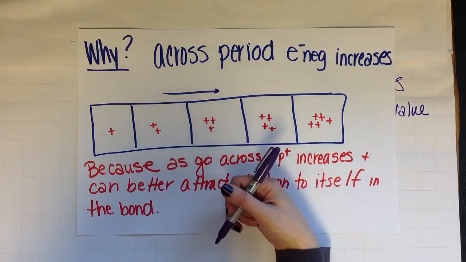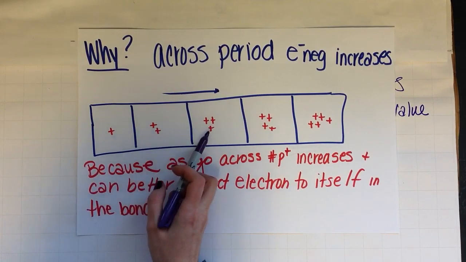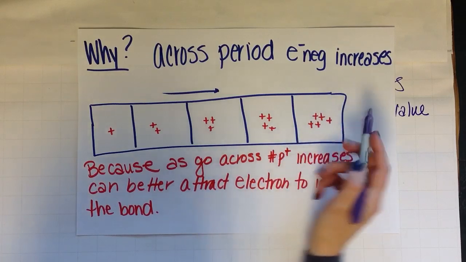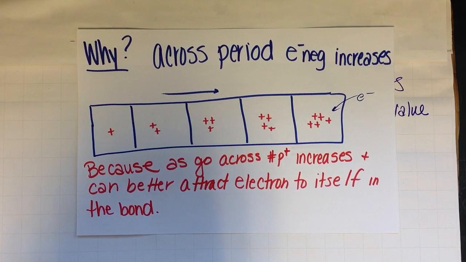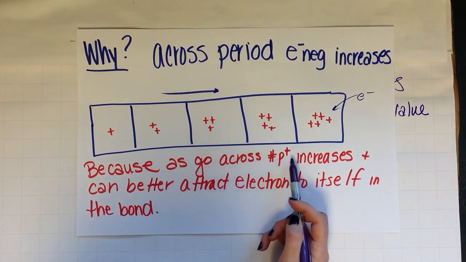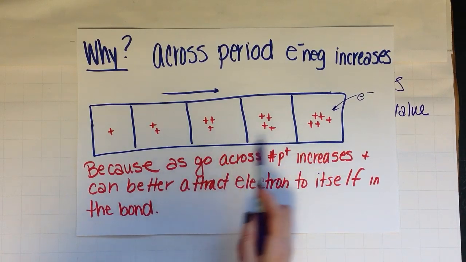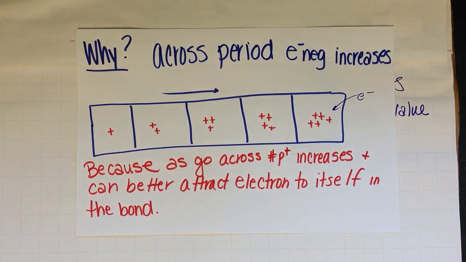Protons attract electrons. So if this atom is trying to attract an electron with 1 proton, it's kind of weak. A little bit better, this one has a much greater positive charge, and so forth. This one can attract an electron the most to itself because it has more positive charge, which pulls it in more. So as you go across, because the number of protons increases, it can better attract electrons to itself in the bond, and so electronegativity increases, because electronegativity is the ability to attract electrons to yourself in a bond. That's the end.